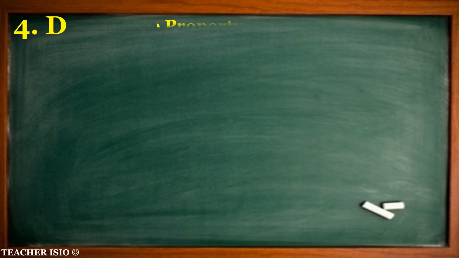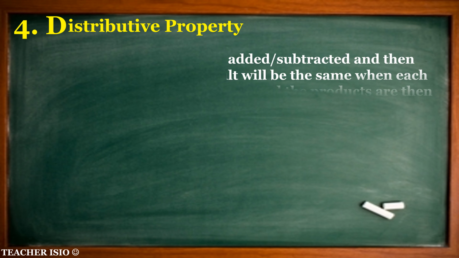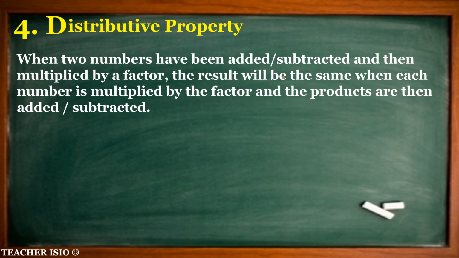Yan. So, this stands for distributive property. When two numbers have been added, subtracted, and then multiplied by a factor, the result will be the same when each number is multiplied by the factor and the products are then added and subtracted. So this is our format under of distributive property.